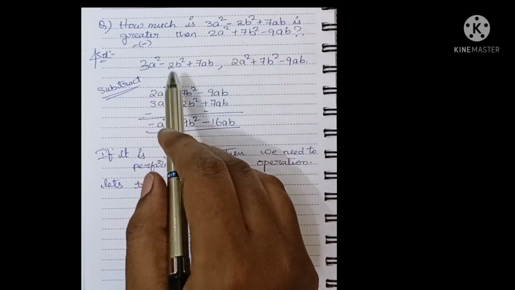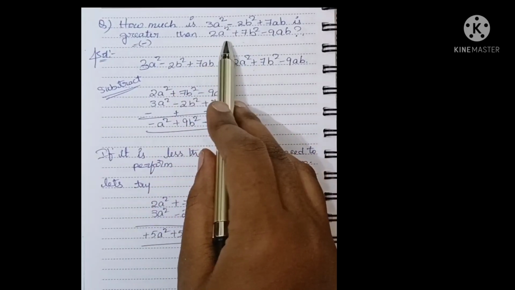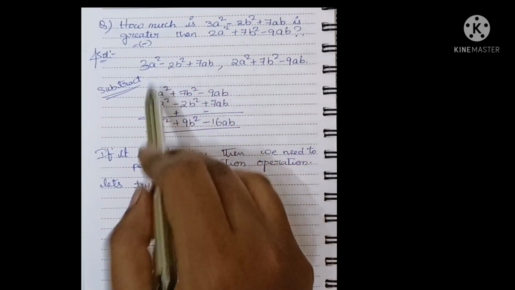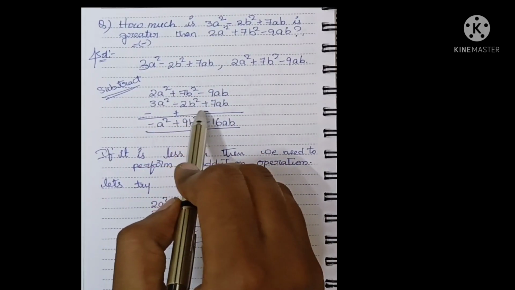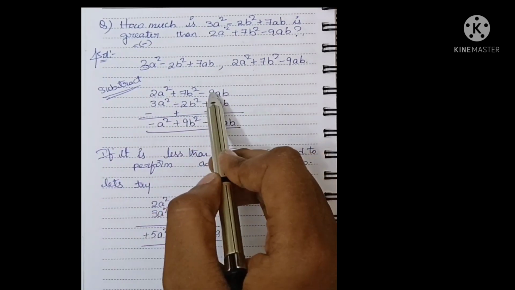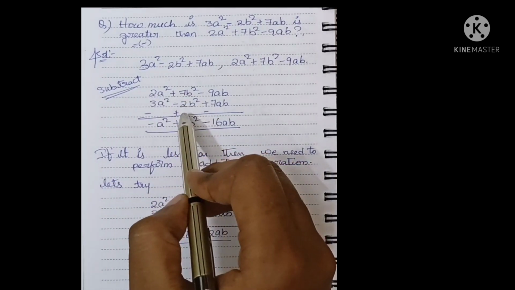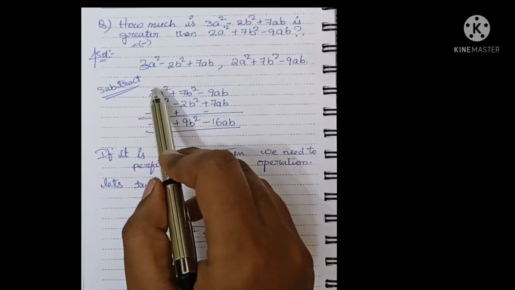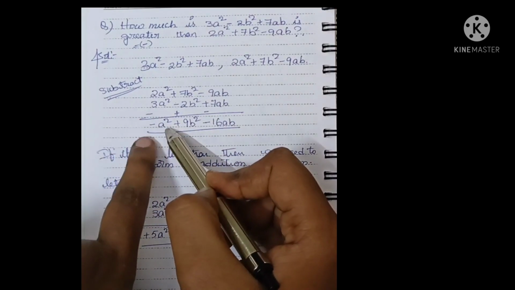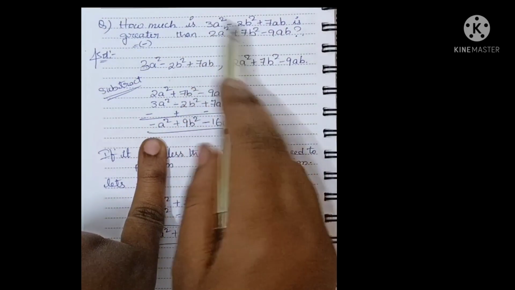So we are going to perform subtraction from this equation to this, because of the word "than". So 2a square plus 7b square minus 9ab, and then 3a square minus 2b square plus 7ab. As it is subtraction, change the symbols. Minus 9 minus 7 is minus 16ab, plus 7 plus 2 is 9b square, 2 minus 3 is minus 1 a square. So this much of equation is greater than this equation.